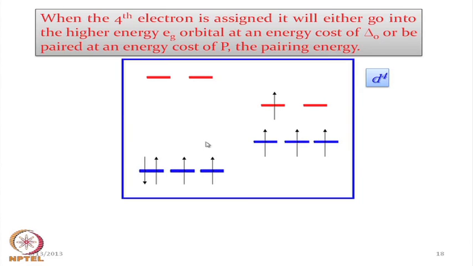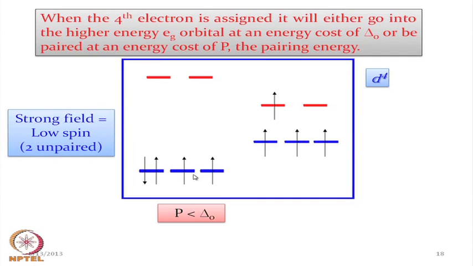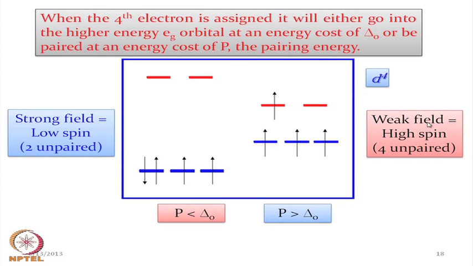So these are the levels. These reds are the eg level and blue are the t2g level. So this is the situation where P is less than delta octahedral, so we have the corresponding low spin situation. It is a strong field situation, we have only 2 unpaired electrons, and when P is greater than delta octahedral, we get the corresponding weak field or high spin situation with 4 unpaired electrons.